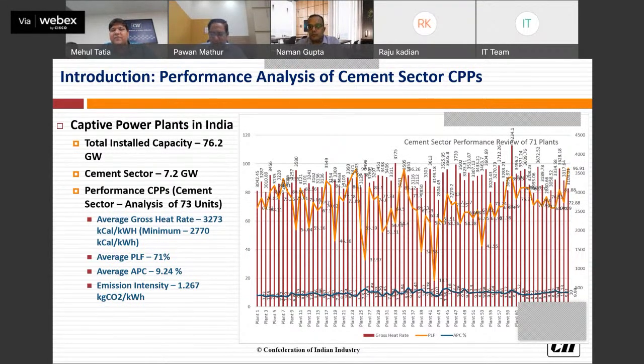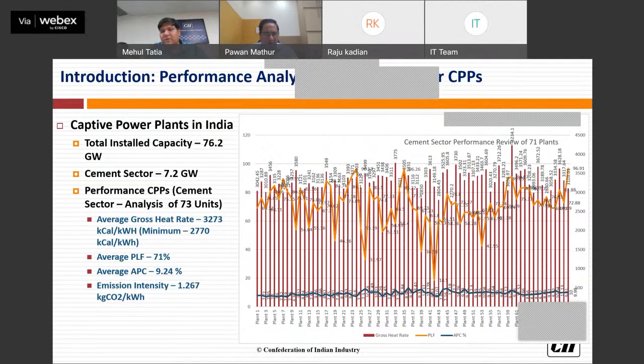And if I talk about the performance levels of the studied CPPs, the average gross heat rate for all the 73 units on a yearly basis, with a weighted average, was around 3273 kilocalories per kilowatt hour. And I would like to point out the minimum which we saw was around 2770. The average PLF for the entire cement sector was around 71%. The average APC was 9.24%.